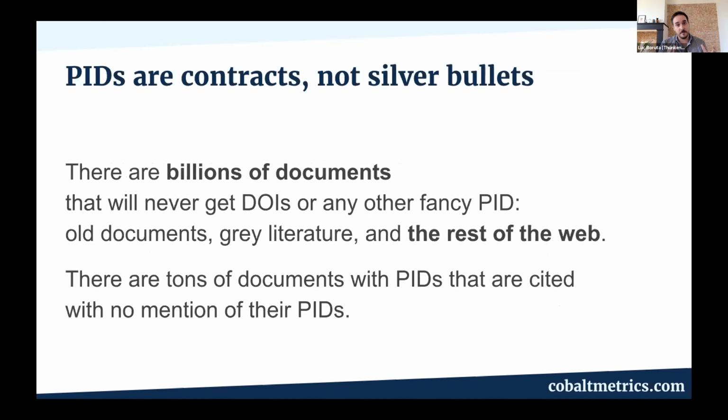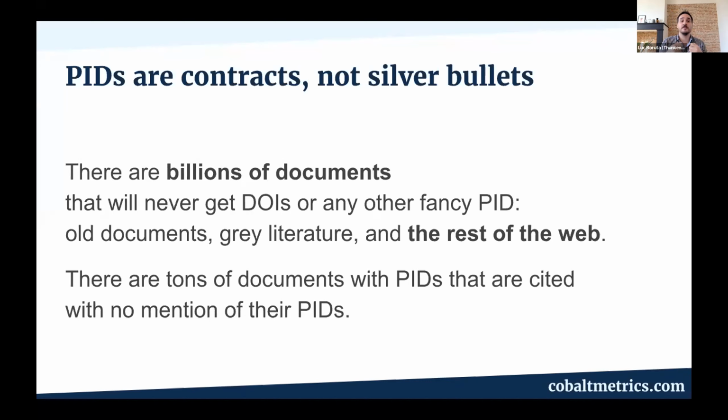That includes all documents, even though there are a few projects here and there that assign DOIs, for example, to all documents. Gray literature is another example, and the rest of the web. And the rest of the web is pretty big. And then because it's a contract, one part of the contract is for you to mint a PID. The other part of the contract is for me to use the PID when I cite your document, for example.